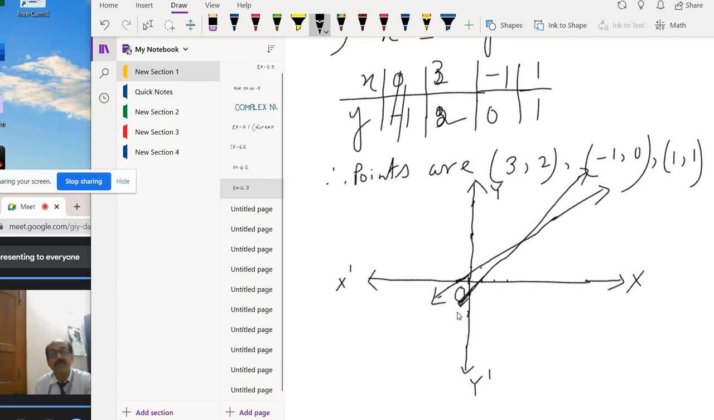Now this type of line will come. See. Okay, you got it? These are two lines. Now find their direction.